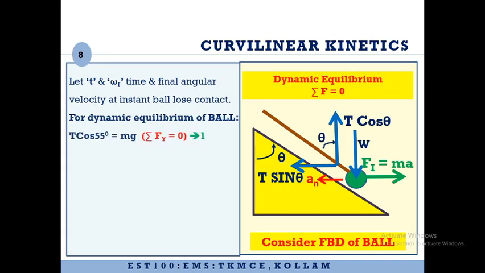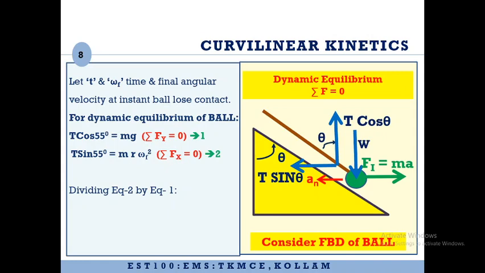So for dynamic equilibrium of the ball, if we consider sigma Fy equal to 0, T cos 55 is equal to W, which is equal to mg. Similarly, T sin 55 degree is equal to m r omega square. Here we will take it as omega f, that is the final angular velocity at the instant the ball loses contact. Again, from the free body diagram, we have neglected the normal reaction because at the instant when it loses contact, the normal reaction will be 0.